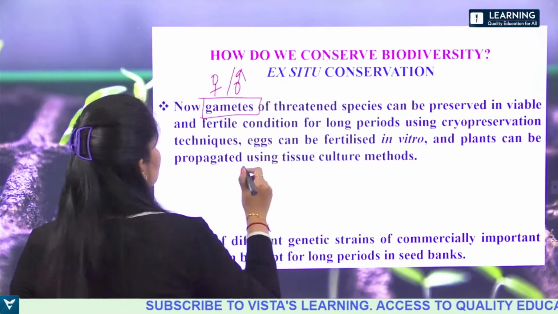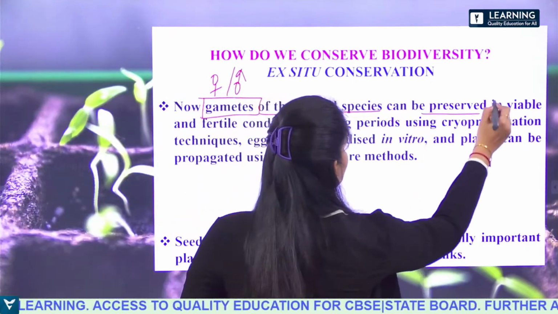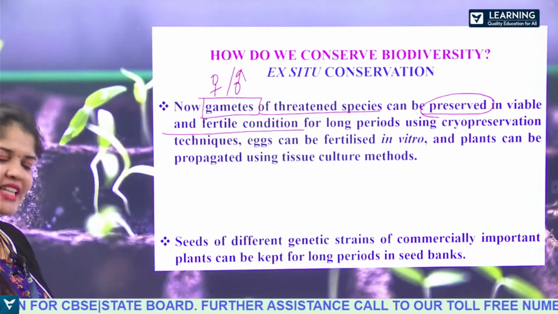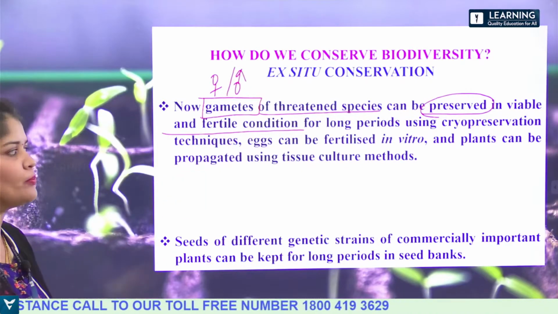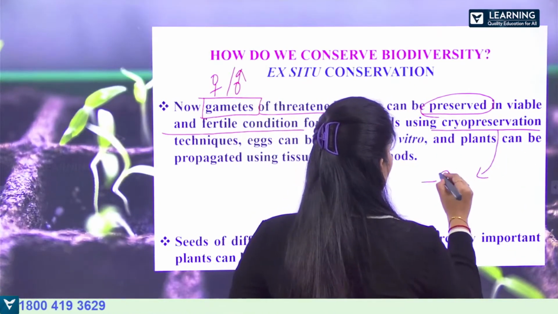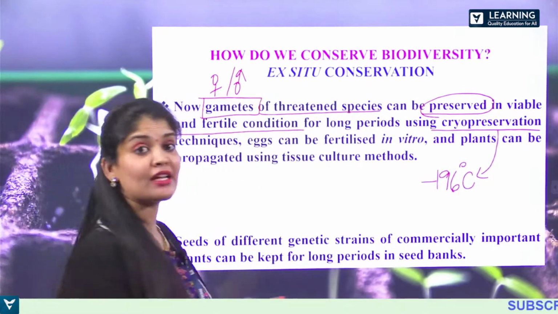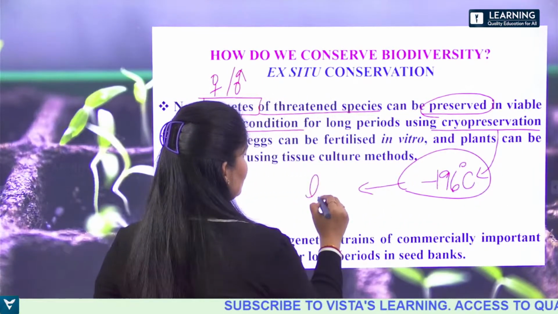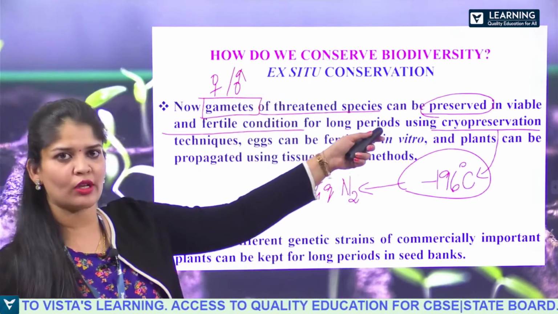Female and male gametes of threatened species, plants or animals, can be preserved in a viable condition, that means active and fertile condition, for long periods under cryopreservation. We already know what cryopreservation means. It is storing, preserving at minus 190, minus 196 degrees centigrade using liquid nitrogen. This is what cryopreservation is all about.